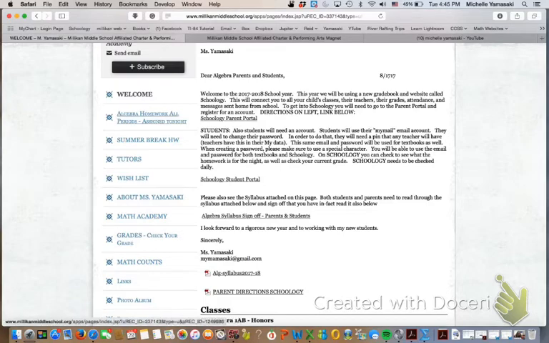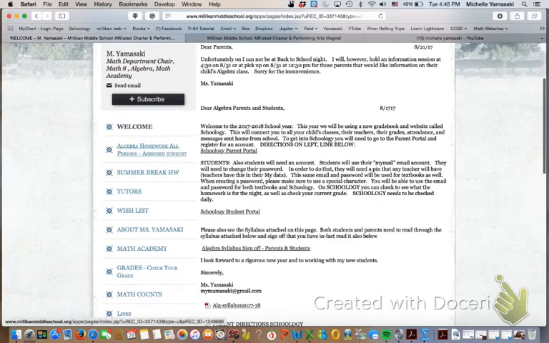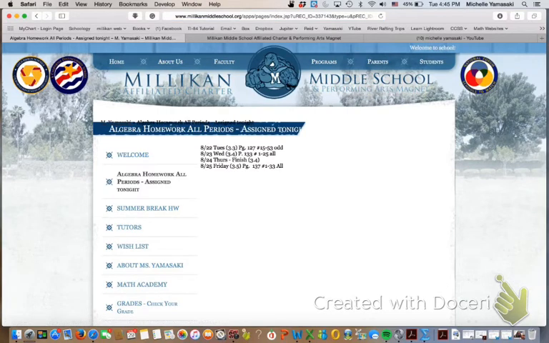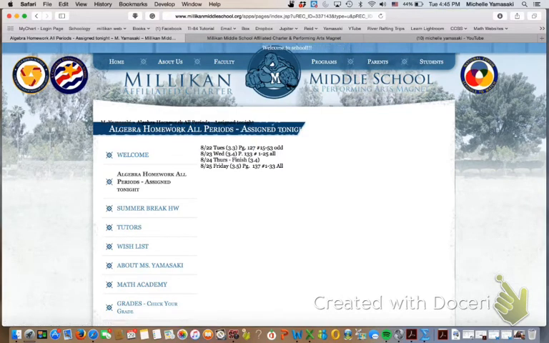To make things easier for the kids, instead of going all the way down and listing the homework on the classes, I've started listing the homework here where it says algebra homework for the week. I'm not going to keep doing that. Most of the kids now are on Schoology. I do have passwords for everybody, so from now on the assignments will be on Schoology, the messages will be on Schoology, and any information, grades will be on Schoology.